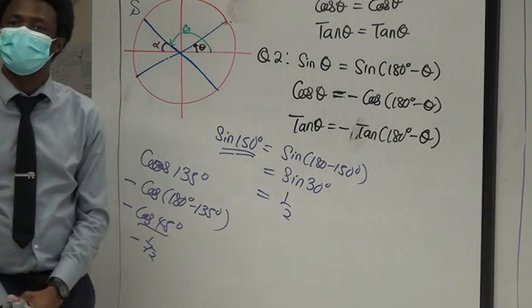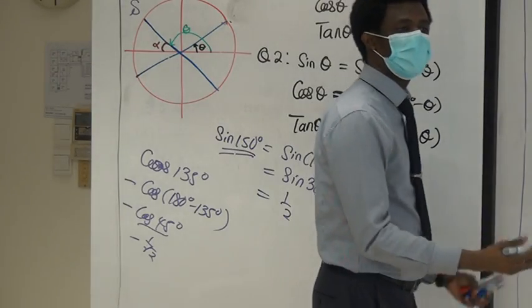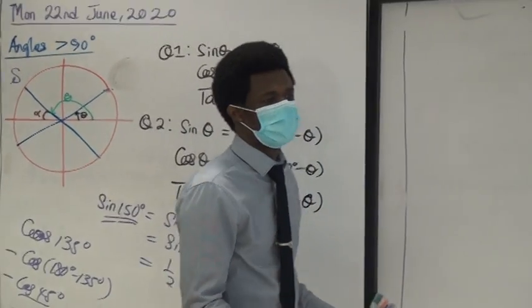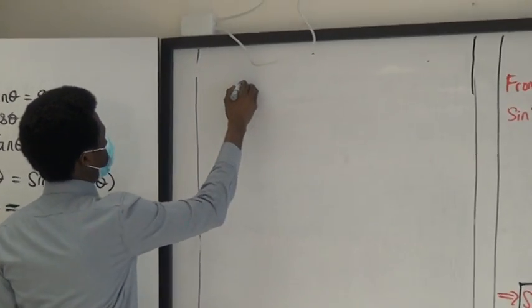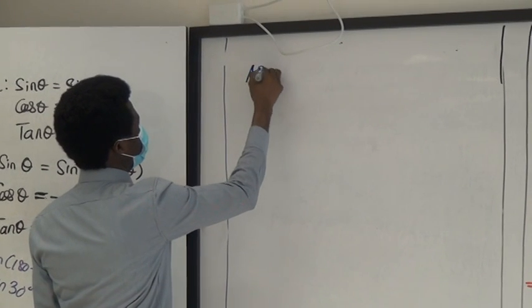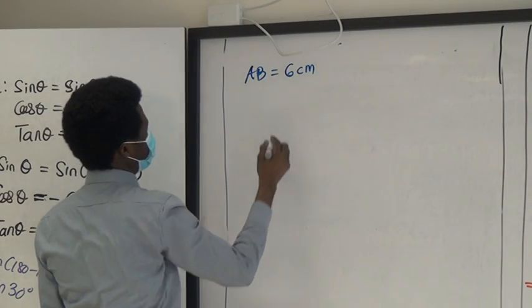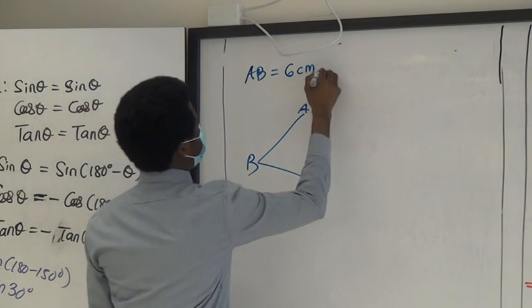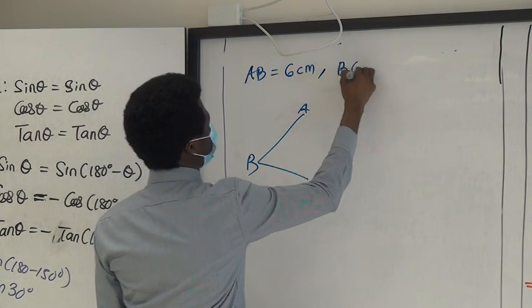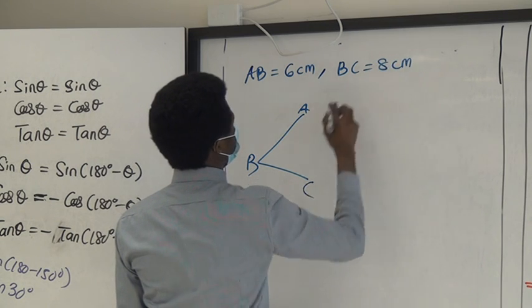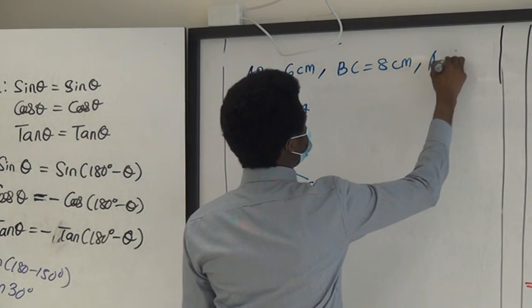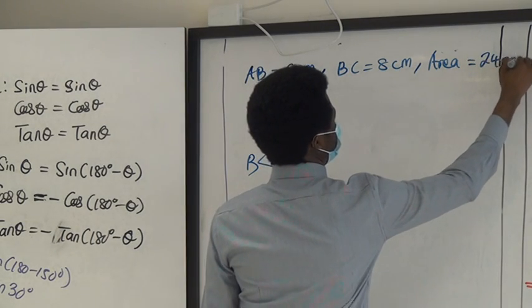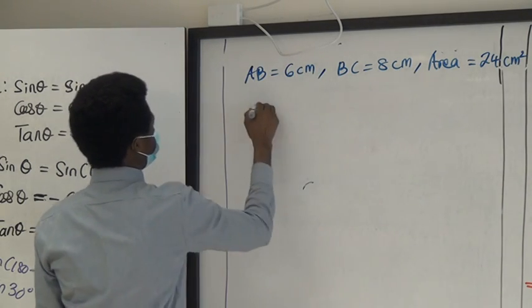Why is this also important? Somebody gives you the area of a triangle. You don't know the triangle, you don't have the shape, and somebody says a triangle has side AB as 6 centimeters. You know, normally you have maybe ABC like that, right? AB is 6 centimeters and BC is 8 centimeters, and the area is 24 centimeters squared. Everybody, find angle B for me, quickly.